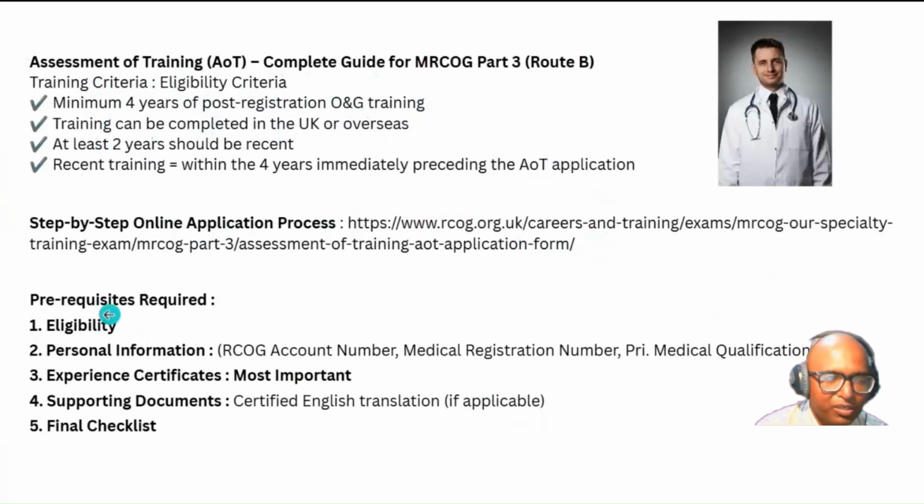First and most important, you confirm that you are eligible for applying for AoT. Second, certain personal information is required. That is your 6-digit RCOG account number, and the medical registration number of your council.